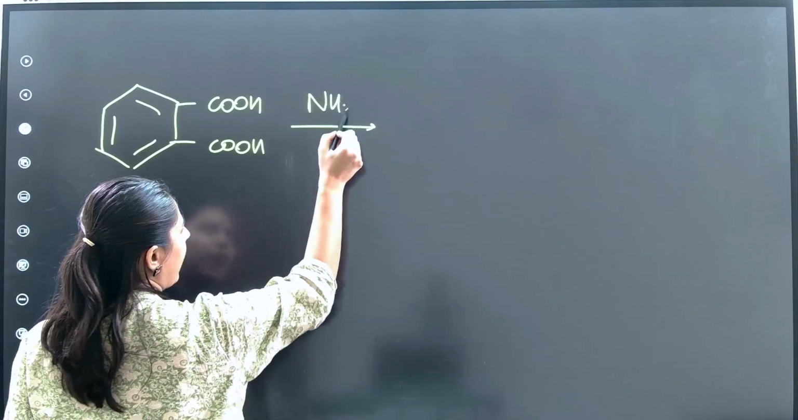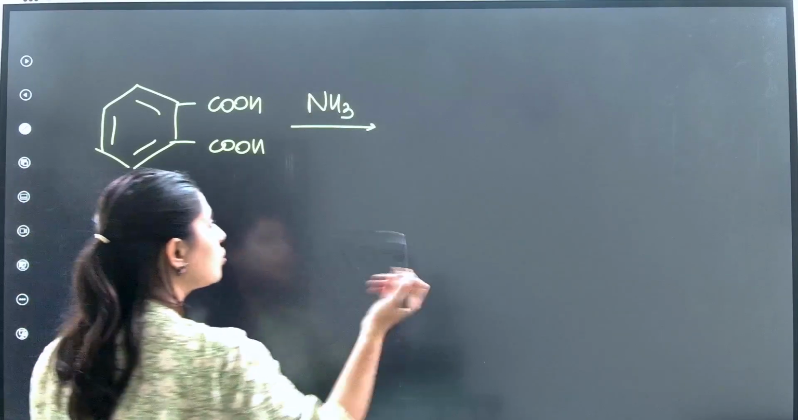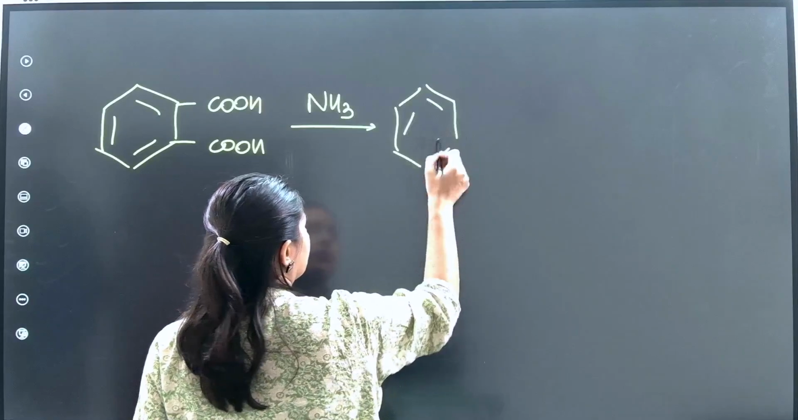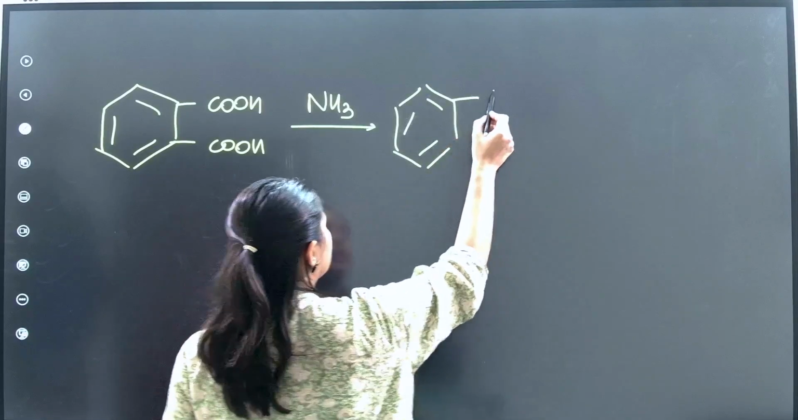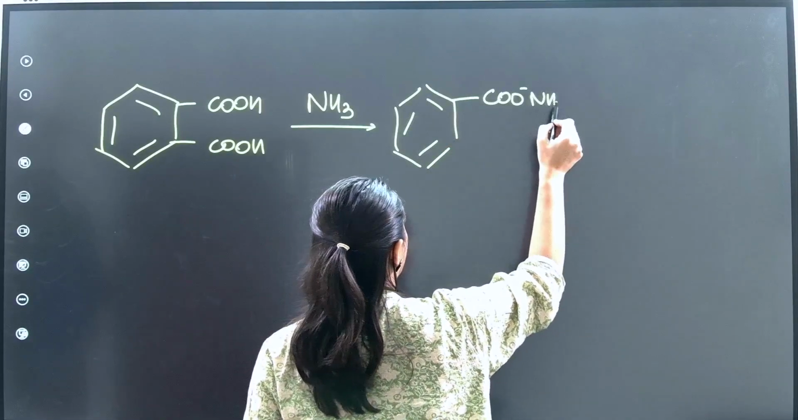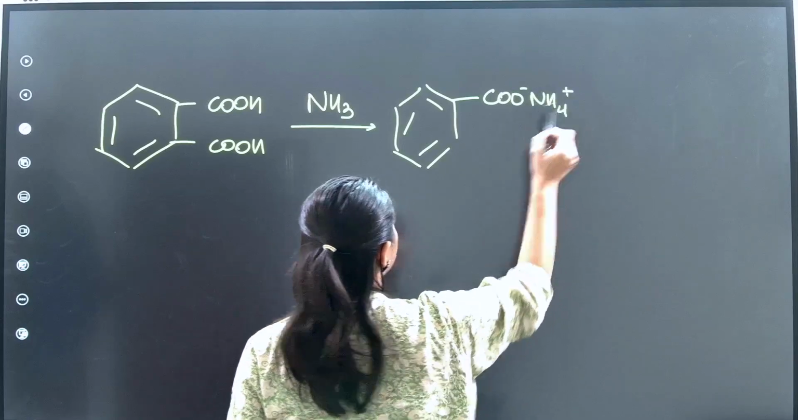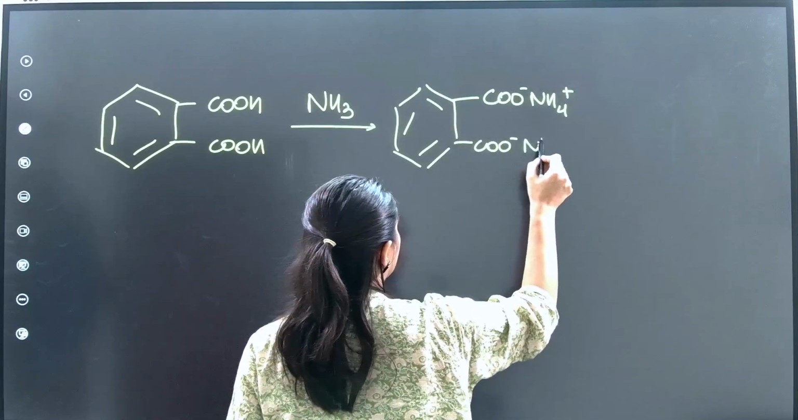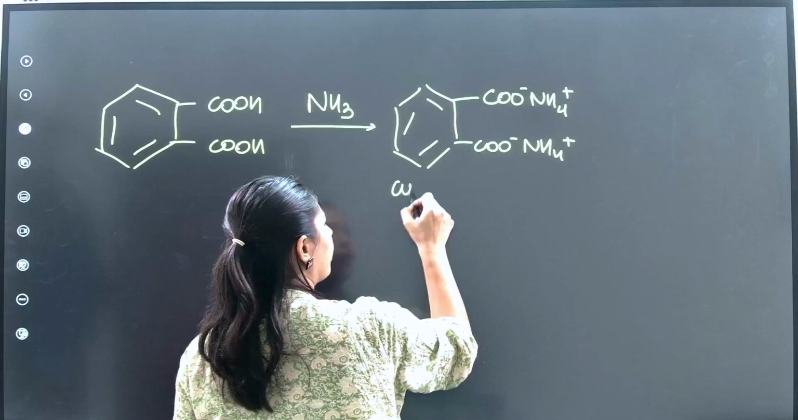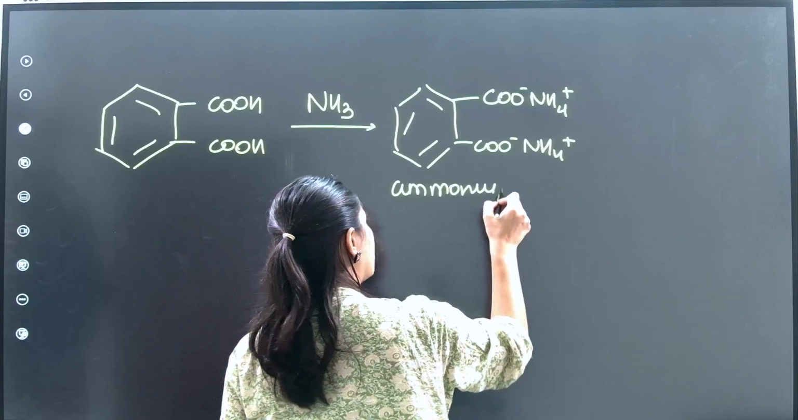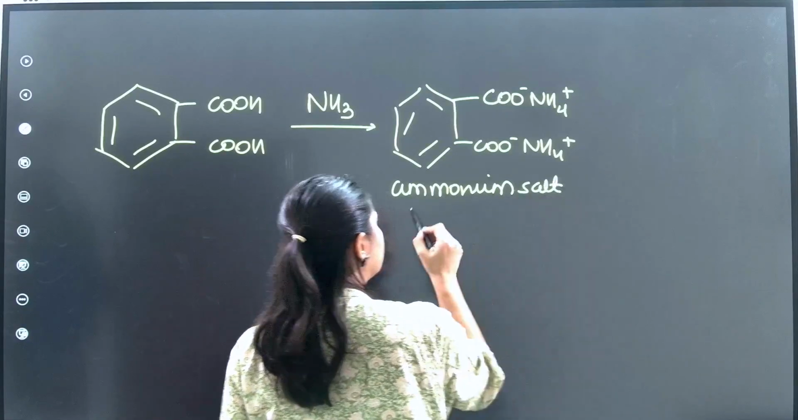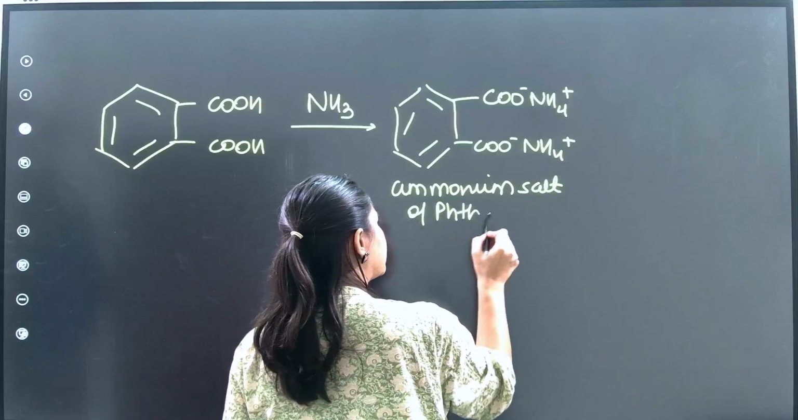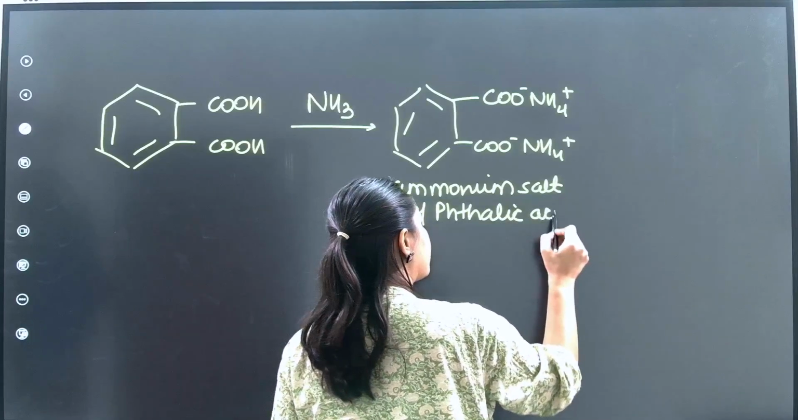If to it you add ammonia, what we have seen is you do not directly get phthalamide. You first get the salt of phthalic acid, COO minus NH4 plus. So you get the ammonium salt of the phthalic acid, PHTHALIC. The spellings are very important here.